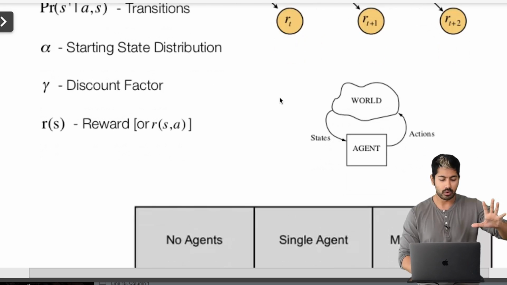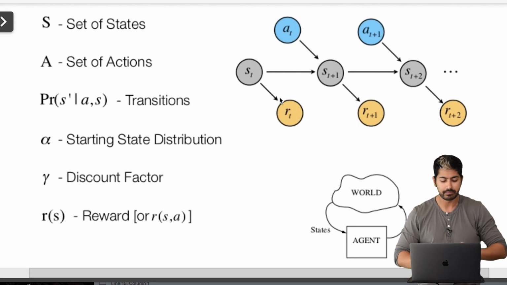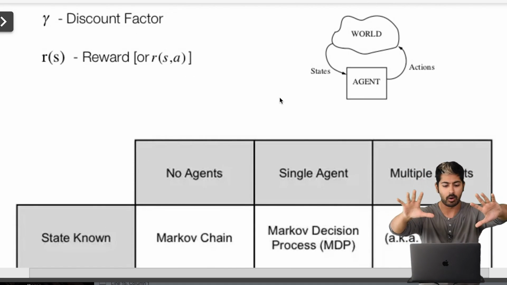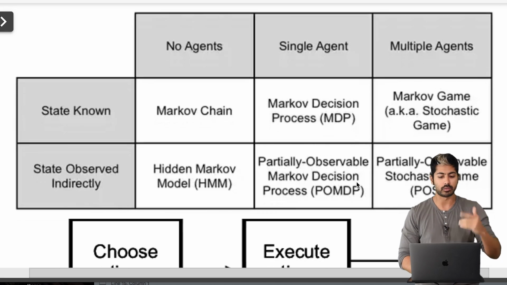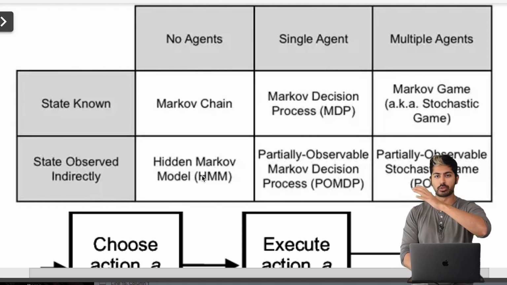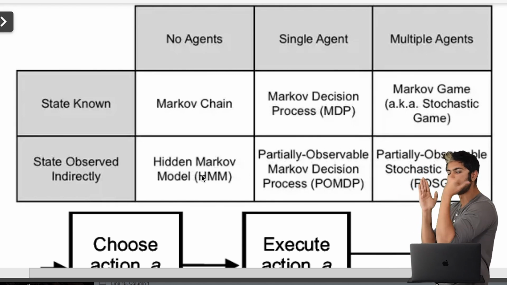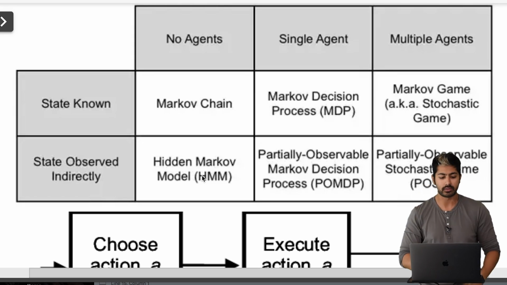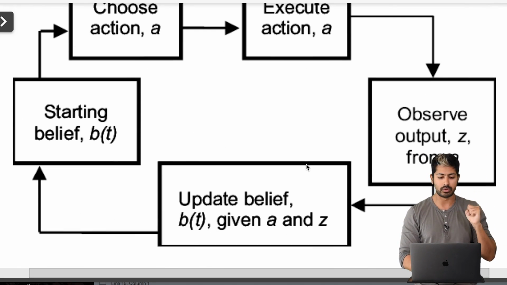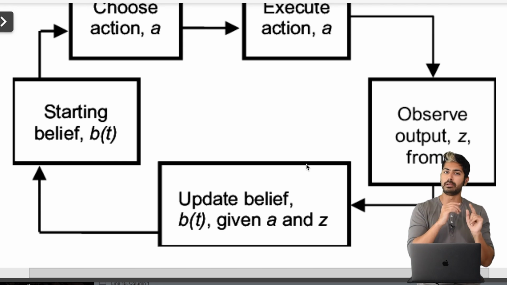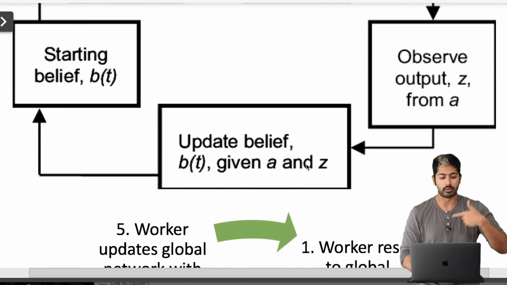Check that out later. So that is the Markov decision process. Now, that is how we frame our problem. Based on that, we know that we need to use a partially observable Markov decision process. We have a single agent, and the state is observed indirectly. We have tunnel vision. We can't see any other traders around us. And when we do that, we choose an action, execute it, observe the result, update our belief, and then using that belief as input, redo the process over and over and over again.